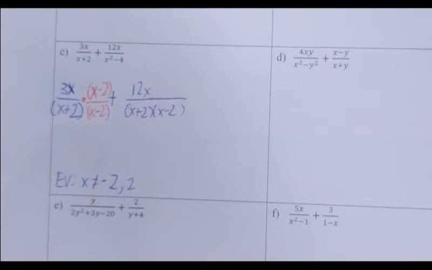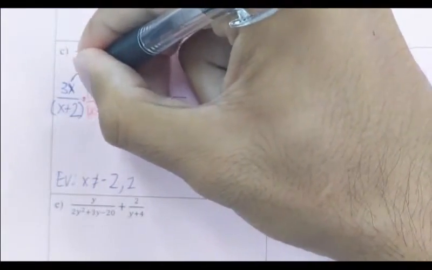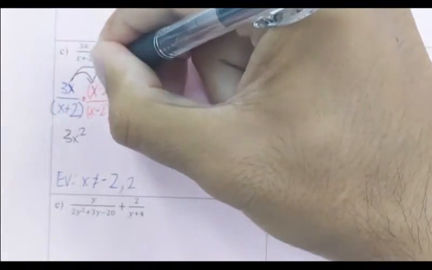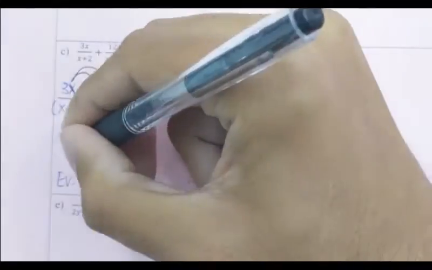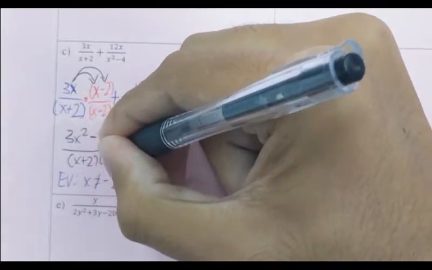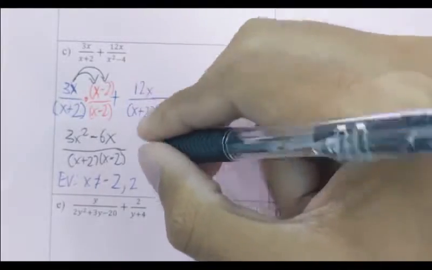Okay, the numerator, I'll go ahead and distribute out. So 3x times x would be 3x squared. 3x times -2 would be -6x. The denominator I'll leave factored though. The reason is the numerators can combine, but the denominators don't.